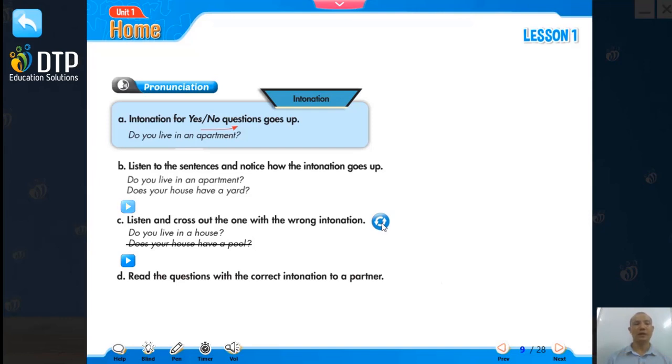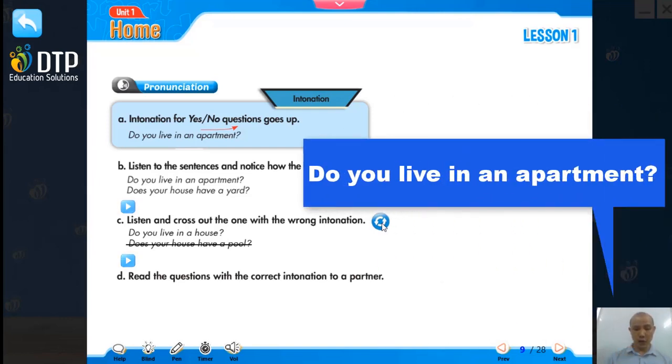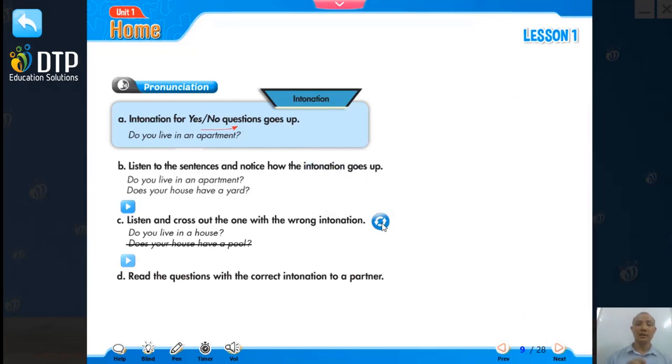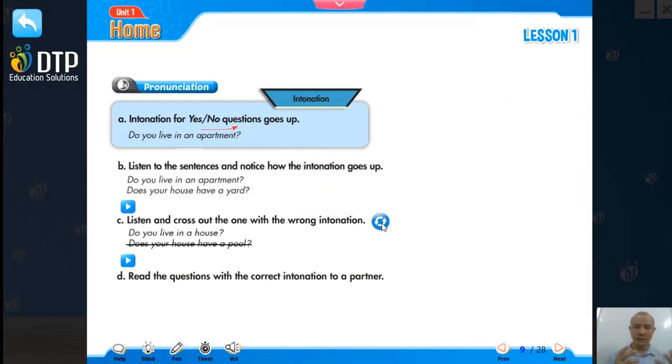Listen and repeat after me. Do you live in a house? Do you live in an apartment? Does your house have a yard? Does your house have a pool? Think of some more sentences to practice this pronunciation.